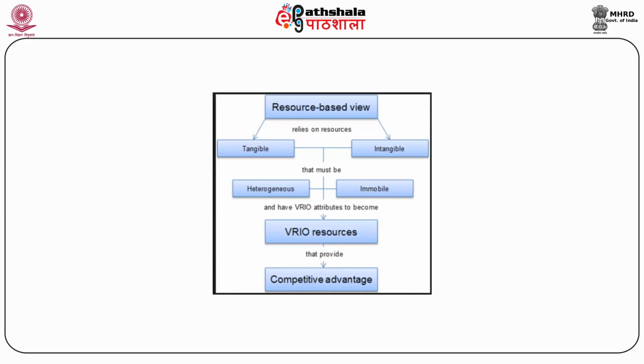Let's look at this figure of what the resource-based view basically proposes. Resource-based view says that firms rely on resources which are tangible and intangible, and on the basis of the assumption that these resources must be heterogeneous and must be immobile and should qualify on the VRIO attributes, only then do these resources become VRIO resources. And any firm in possession of the VRIO resources can ultimately have competitive advantage in the long run.